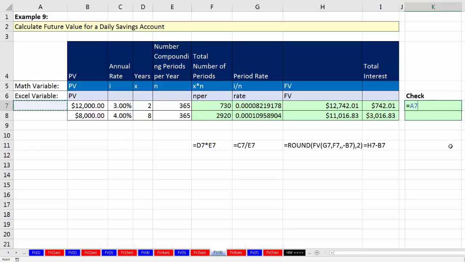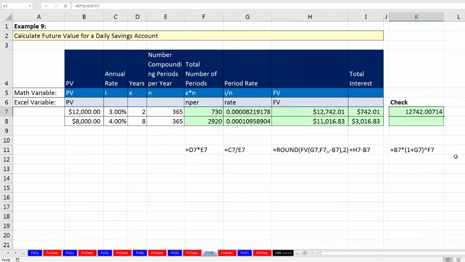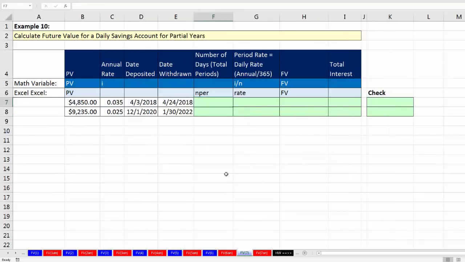Equals, and there's the present value, times in parentheses 1 plus our period rate, close parentheses, caret. And there's 730 compounding periods, or for us, days. Control Enter and copy it down. That is our check. Now, in this daily savings account example, we were just given years. But let's go look at our last example on FV7.